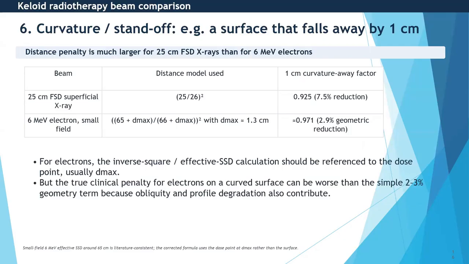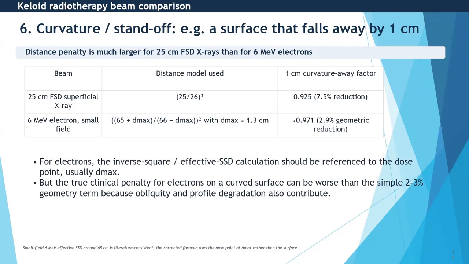Another issue is curvature or standoff. This is if one's treating, say, somewhere around a neck. Because of its short 25 centimeter distance, the dose falls off quite rapidly by the inverse square law for the X-ray field, and if it were a 1 centimeter standoff, it would have fallen by 7.5%. For the electron field, a similar size field, it would typically only have fallen off by barely 3%.